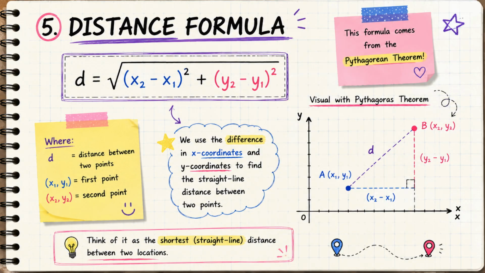To find the distance between 2 points, we use a formula. Don't try to memorize it immediately. First, understand what the formula is doing. It compares the difference in the x values and the difference in the y values. Then it calculates the shortest distance between 2 points. This formula comes from Pythagoras' theorem. So actually, it is a topic you have learned before. D means distance. x1 and y1 are the coordinates of the first point. x2 and y2 are the coordinates of the second point.